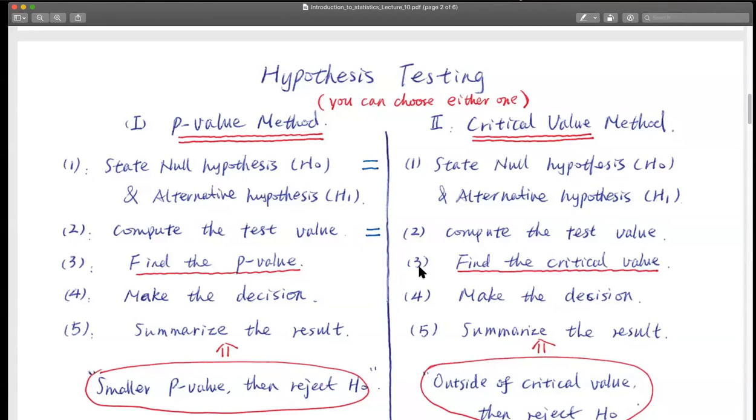Step number 3, right? Previously, you were trying to find out the p-value. Now, you are trying to find out the critical value. So our question is, what do you mean by critical value? Remember, a moment or maybe an hour ago, we mentioned something about critical value and critical region. So that concept comes back here. We will go over the details with some examples.